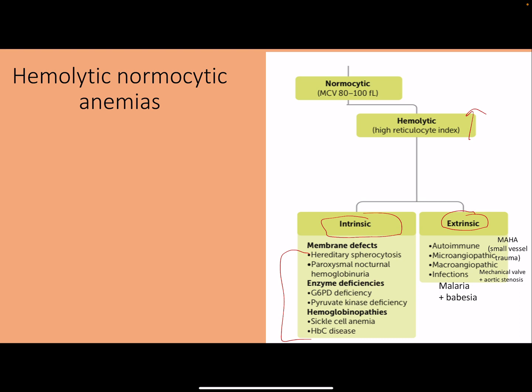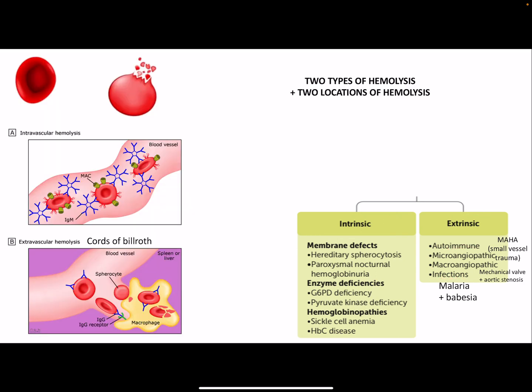A lot of times a crappy red blood cell will get taken care of and eliminated by the spleen. Extrinsic is exactly what it sounds like. It's extrinsic. It's autoimmune, so it's an antibody attacking the red blood cell, or it's bumping into barriers in small vessels or large vessels, or you have an infection that kills all your red blood cells. So intrinsic versus extrinsic.